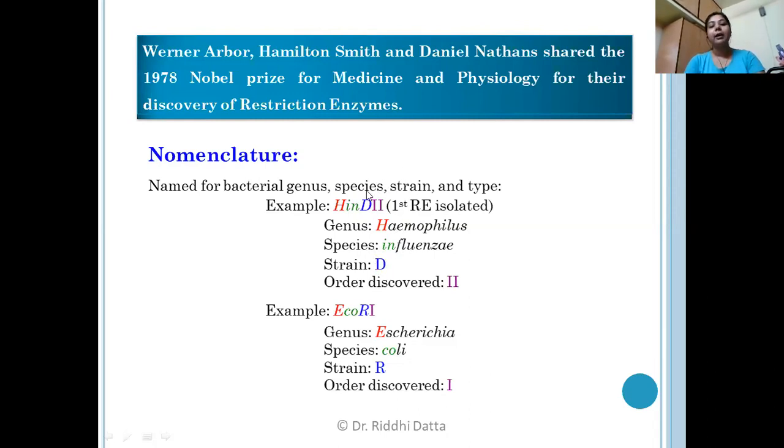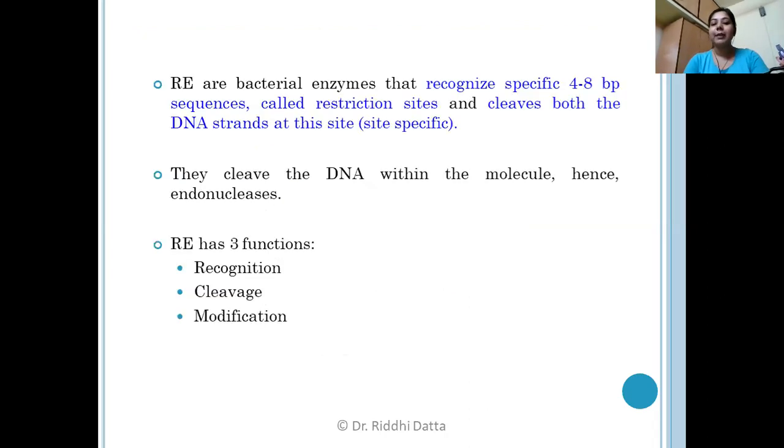And then we have a Roman numeral which represents the order in which the enzyme has been isolated. That means HinII is the second enzyme to be isolated from Haemophilus influenzae strain D. Similarly, EcoRI is the first enzyme to be isolated from Escherichia coli strain R. So in this manner, we can systematically and very easily apply names to all restriction enzymes isolated. So once we have named them, now let us see what are the specific features of the restriction enzymes.